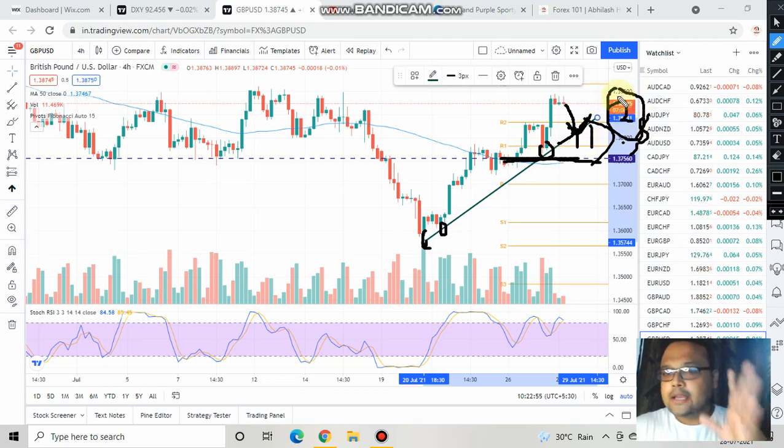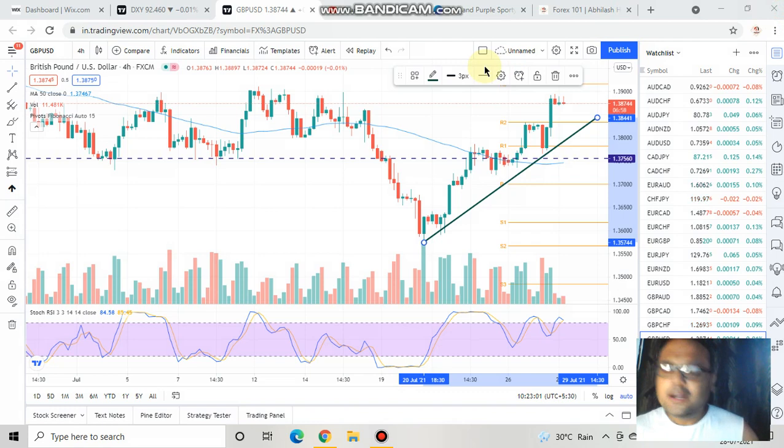And looking at the present bullishness in the market, I will not recommend a sell, because if you go for a sell order, there is a possibility that you may get trapped. So do not go for any sell order.